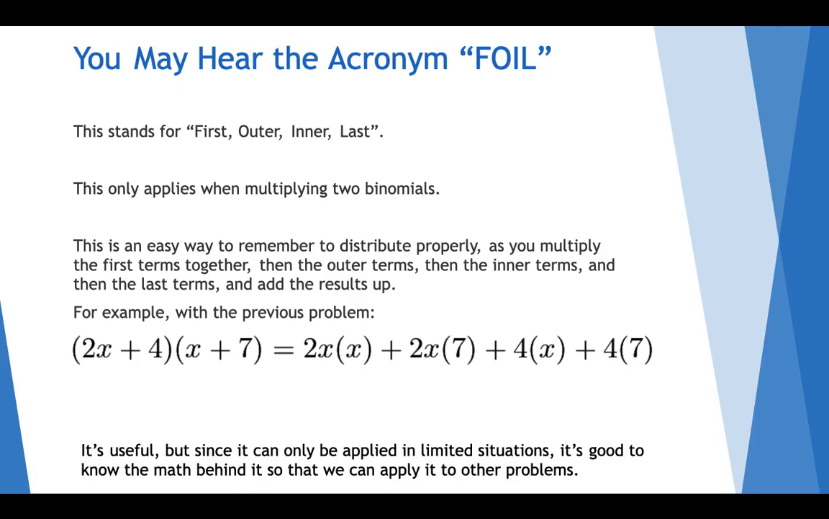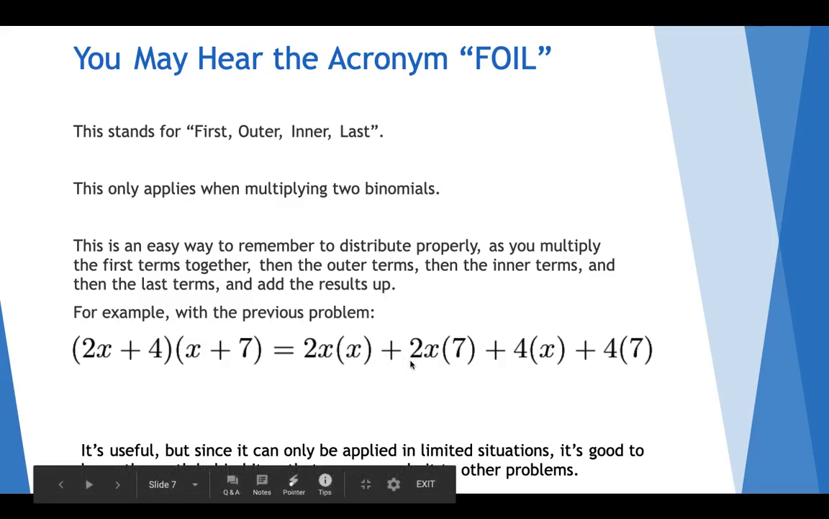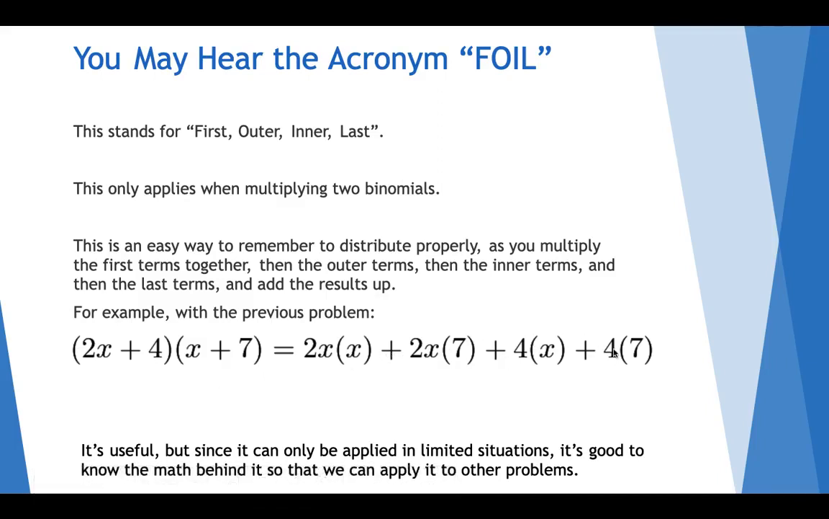Okay, and then when we add this up, it will get us the same result regardless. If we added this up, we'd get 2x squared plus 14x plus 4x plus 28, which is 2x squared plus 18x plus 28. And while this trick is useful, especially for remembering to distribute properly, we cannot fall back on it because it only can be applied when multiplying two binomials. It's good to know the math behind it so that we can apply the distributive property to other problems.